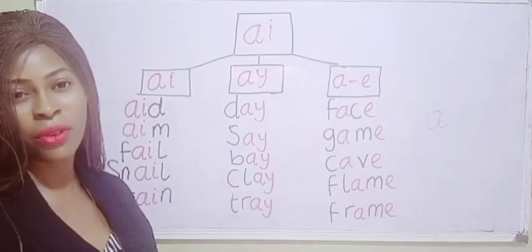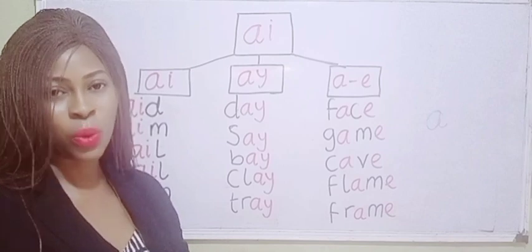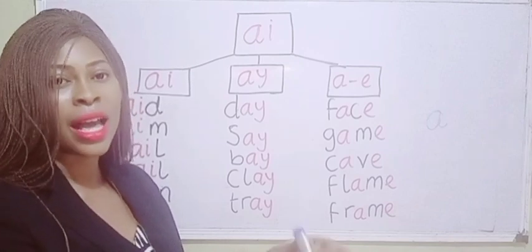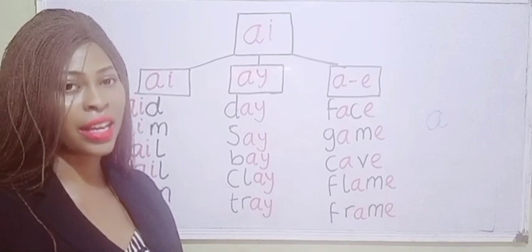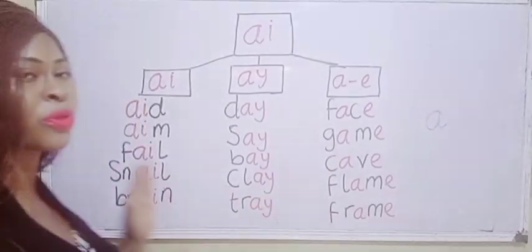How then do we identify words that have silent E? Of course, they are very easy to identify. You will always have a vowel and a consonant, and then you have E at the end. They mostly come at the end. So look at these words. We'll look at them while we blend. Now let's move straight to this.